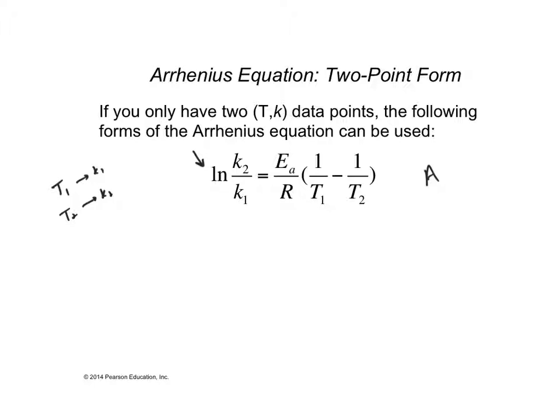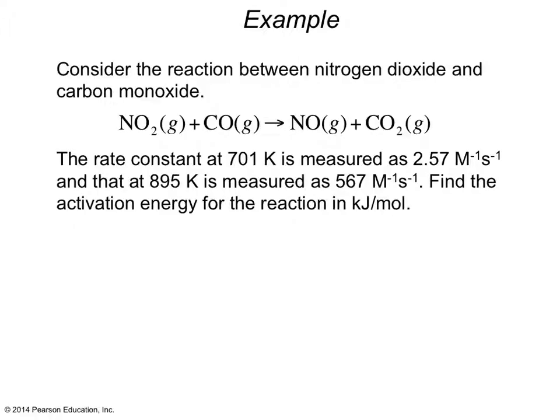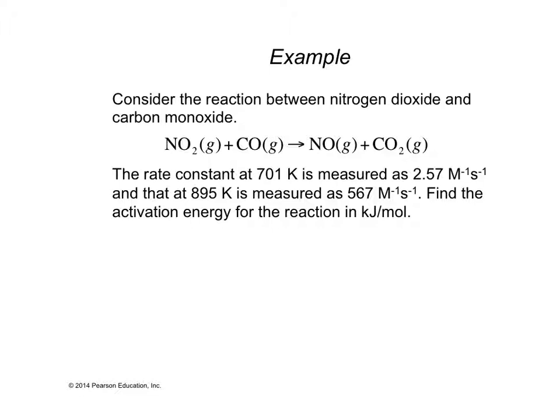Okay, so how are we going to use this? Let's actually apply it in an example. So let's say we have this reaction where we have NO2 combining with CO going to form whatever. We don't care what the products are with respect to the kinetics, okay? We have a rate constant of 2.57 at a temperature of 701 Kelvin, and we have another rate constant of 567 at a temperature of 895 Kelvin. We want to find the activation energy for this reaction. So what are we going to use? We have 2 temperatures and 2 rate constants. The 2-point form of the Arrhenius equation, okay?